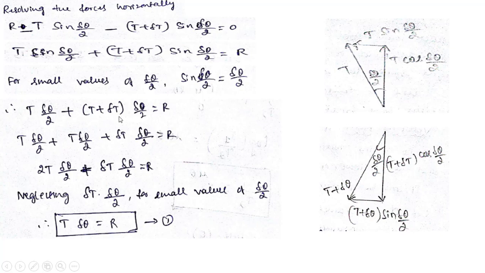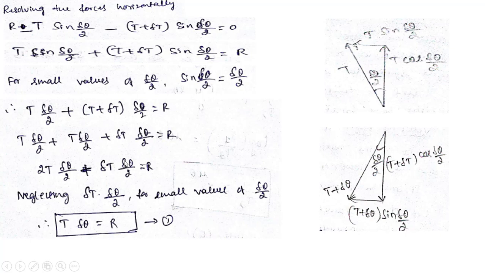Next I will just simplify this. So we will write this as it is. Next I will multiply this T with this. So T delta theta by 2 plus delta T delta theta by 2 is equal to R. And these two are the same, they will add up. It will become 2T delta theta by 2 plus again delta T delta theta by 2 is equal to R. So already we have taken delta theta by 2 as a very small value. Here itself I have considered small values of delta theta by 2. So when this value is very small, this product will also become very small. So we will neglect this.